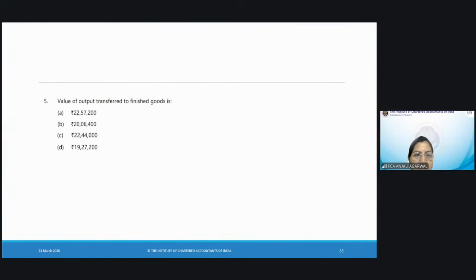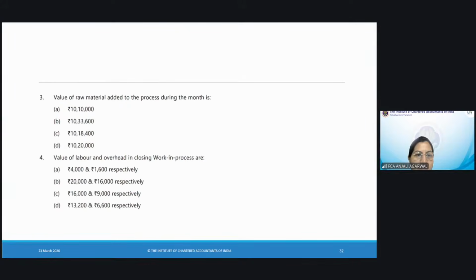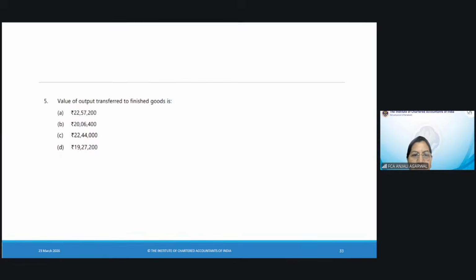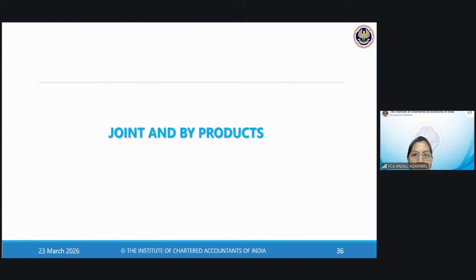There is a case study in your books. You can do this to see whether you have understood the concept of equivalent units properly or not. Now we move on to next topic, which is joint and byproducts.